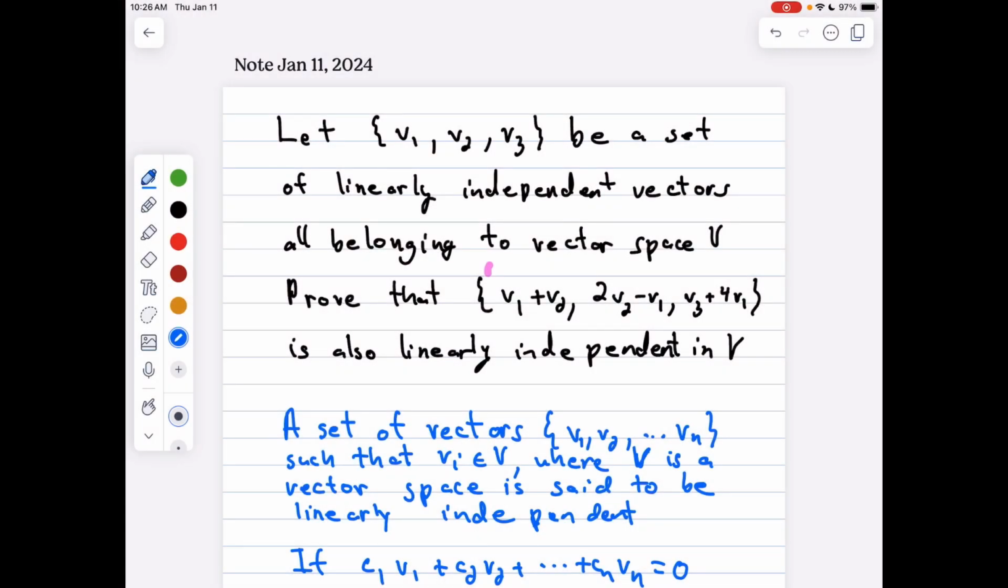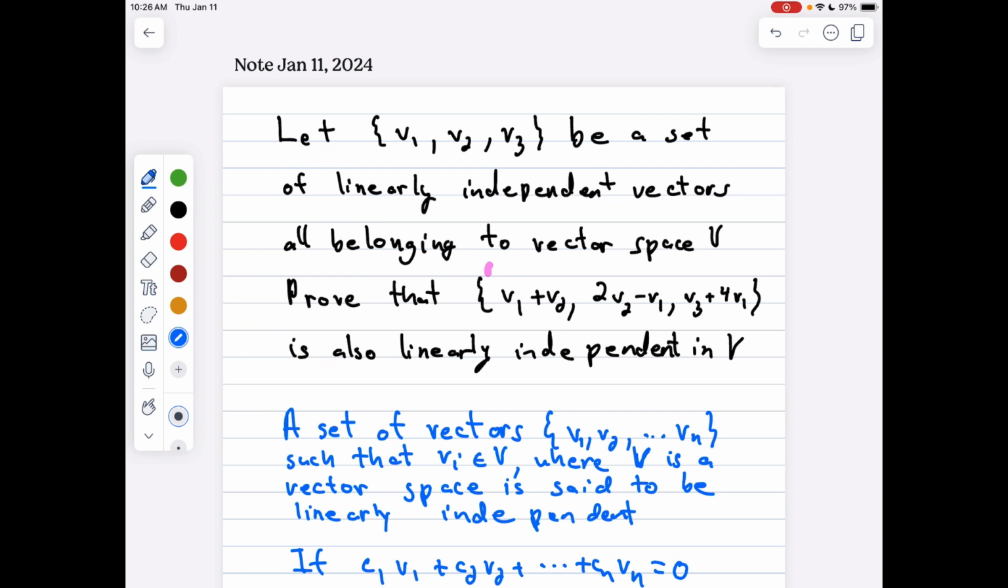Right, hello everyone. Today we've got a linear algebra problem, and we have the following. We have a set which contains the vectors v1, v2, v3, and we're going to let this set be a set that's linearly independent. It's a set of linearly independent vectors, and these vectors all belong to a vector space V.